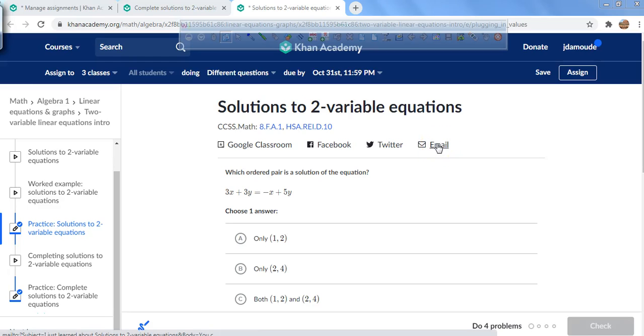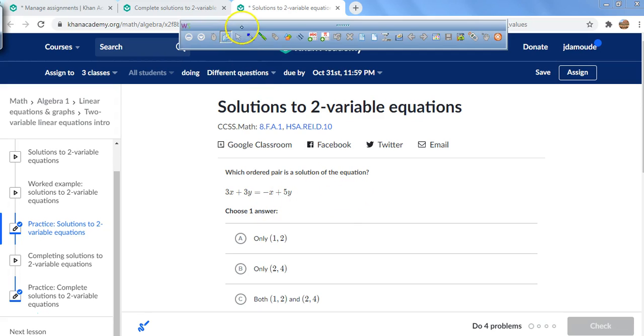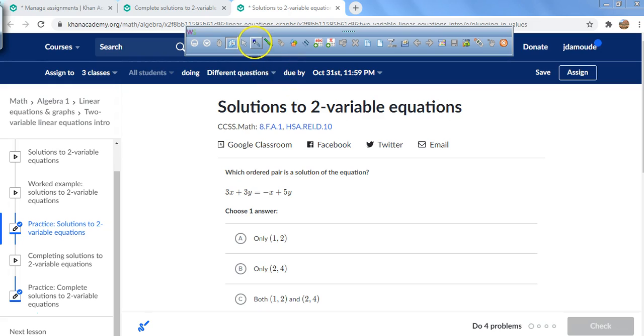Alright, so in this video, we're going to investigate solutions to two variable equations. We're also going to talk about how, if you wanted to change this to slope-intercept form, how would you be able to do that? So we're going to use this video to go over a couple of things.